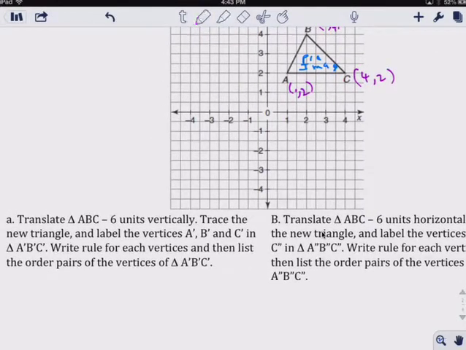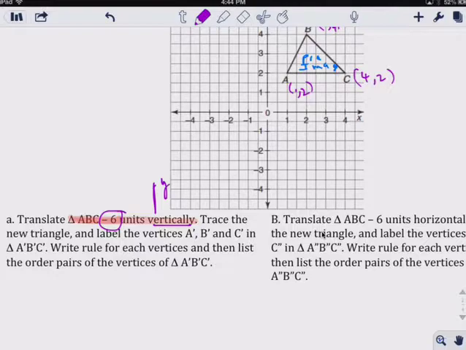Okay. Translate triangle ABC -6 units vertically. Now vertically is this way. So this way is the y. So whatever it is, you're subtracting from y because it's vertical. We're subtracting from y. Remember, this is a vertical line right here. I'll highlight it so you can see what I'm talking about. That's a vertical line. So we're subtracting 6 from y. -6 units vertically.